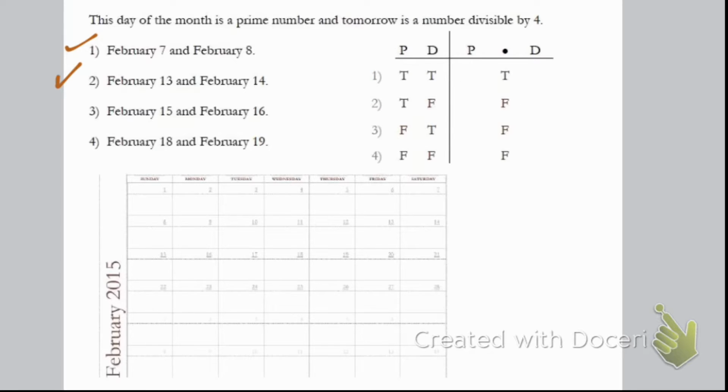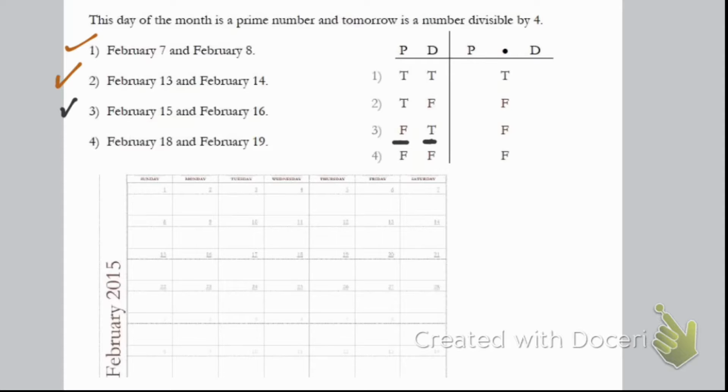Now let's apply that claim to another day, February 15th. So suppose it's the 15th of February, and you say this day of the month is a prime number, and tomorrow is a number divisible by 4. Since it's the 15th, well, that's not a prime number, so that claim would be false. Tomorrow is a number divisible by 4. Tomorrow would be the 16th, and so that is divisible by 4, and that would be true. But an and claim is saying both parts are true. It's saying the P is true and the D is true. And if one part is false, the whole thing is false.